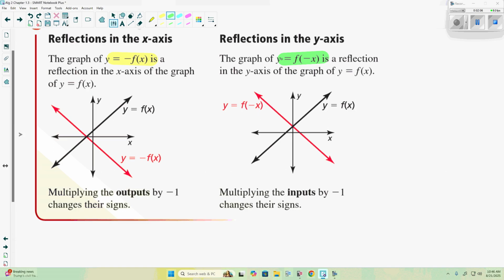Because the reflection across the x-axis is changing the y values from positive to negative or negative to positive for the function. Reflection across the y is going to do the same thing for the input values, or x values.